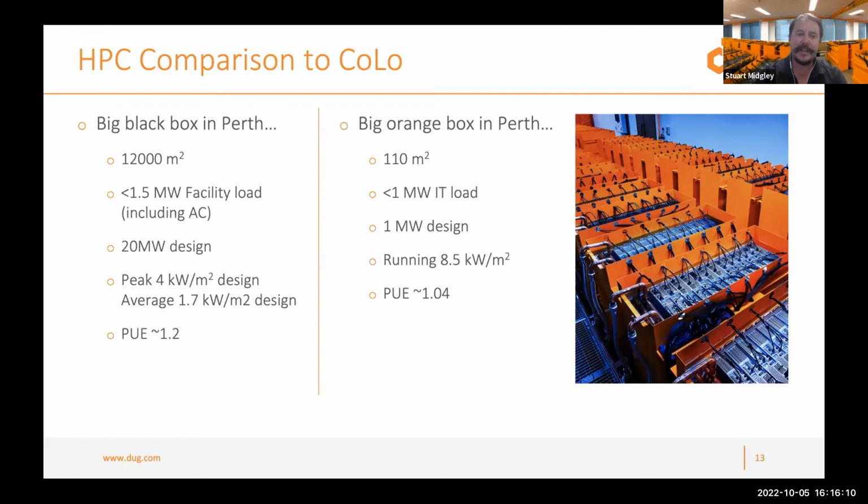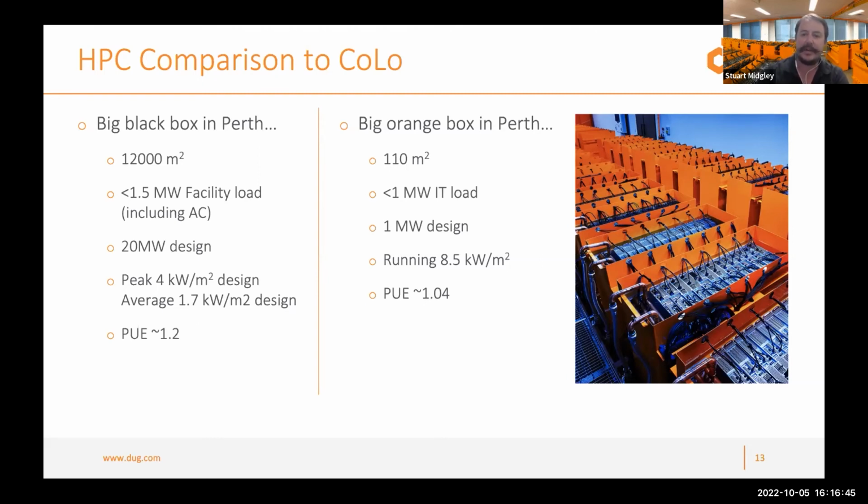If you read the documentation carefully, it's running a 1.5 megawatt UPS. So you can be pretty sure that its energy consumption is less than a megawatt of actual IT load. It's got a design spec of about 20 megawatts. So at peak, they're doing 4 kilowatts per square meter. And at the moment, they're averaging about 1.7 kilowatts per square meter. And they're doing it at a PUE, according to the documentation, of 1.2, 1.3, those sorts of numbers.